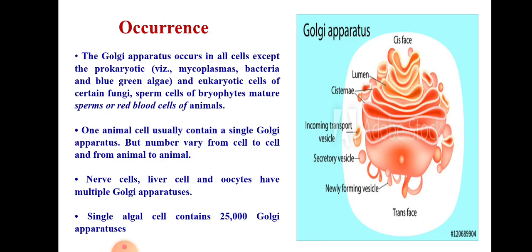An animal cell usually contains a single Golgi apparatus, but the number varies from cell to cell and from animal to animal. Nerve cells, liver cells, and oocytes have multiple Golgi apparatus, but a single algal cell can contain 25,000 Golgi apparatus. So the appearance as well as the availability of the Golgi apparatus varies from one cell to another cell.